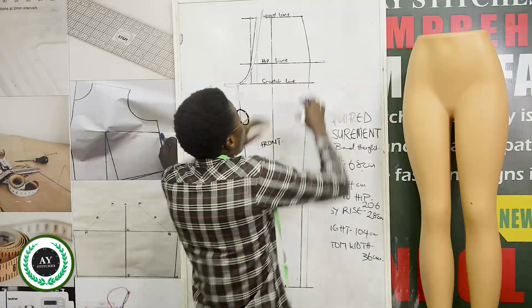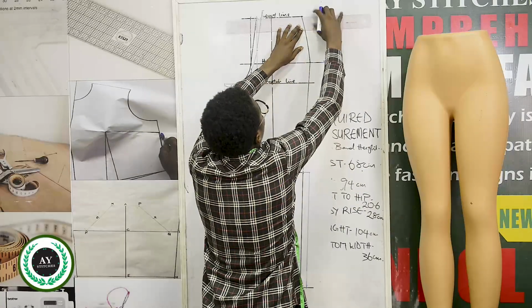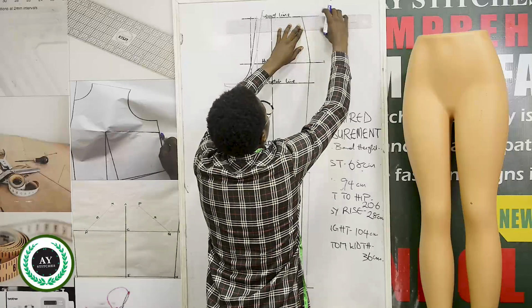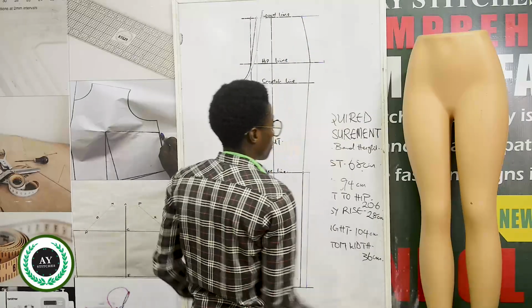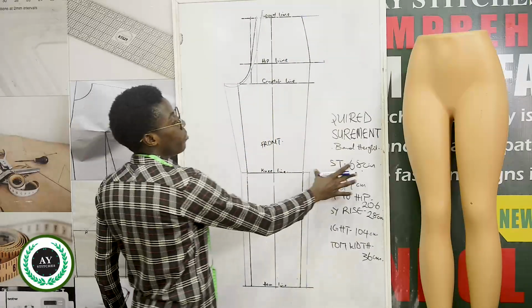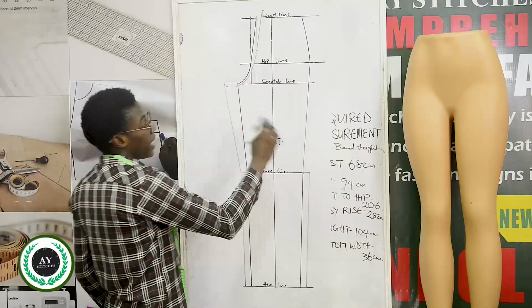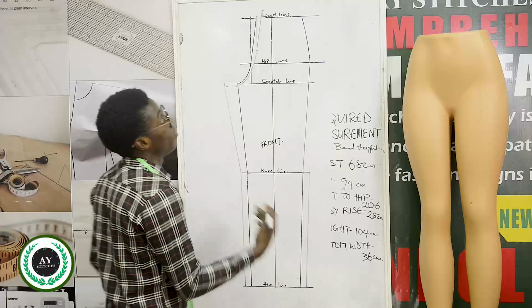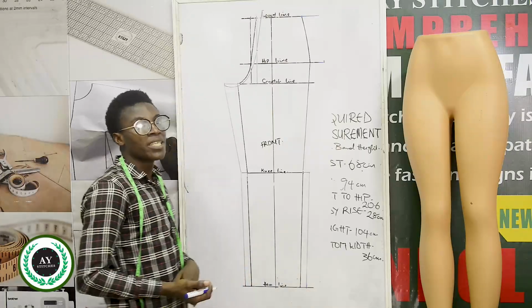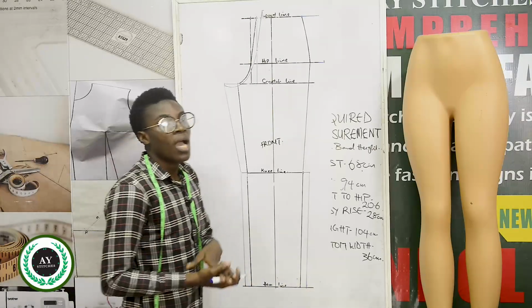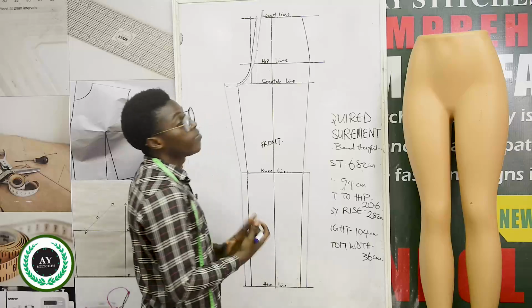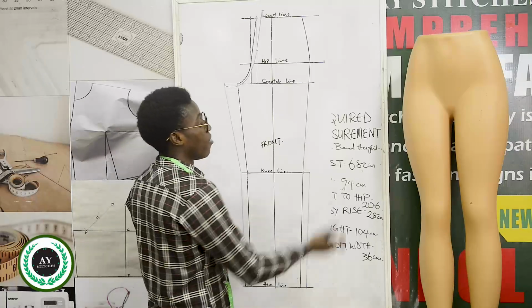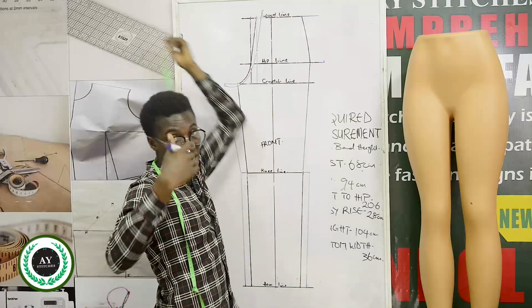So now to get my waist point, all I need to do is divide my waist measurement by 4. I have my waist measurement as 68, so divided by 4 is 17. Now you're going to be adding a dart to the back, and the dart width for the back is 4 centimeter. So 4 centimeter plus the 17 is 21.